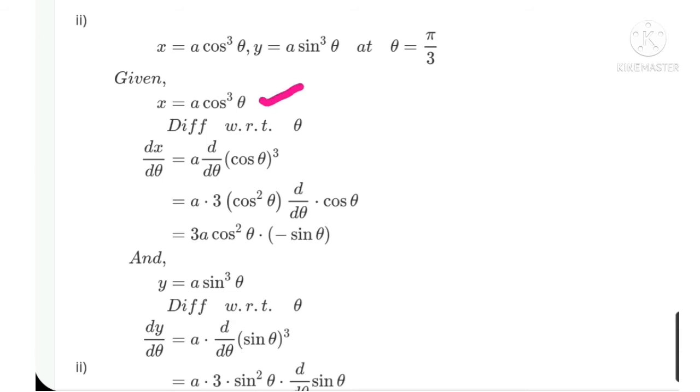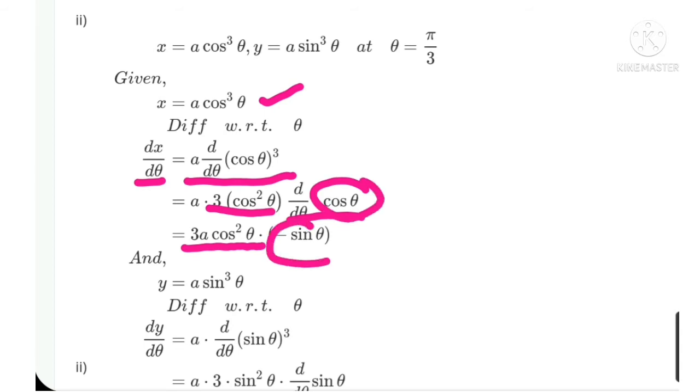Differentiate with respect to theta, we get dx by d theta is equal to a, the constant term as it is, into d by d theta of cos cube theta. So a as it is, the derivative of cos cube theta is 3 cos square theta into again the derivative of cos theta. So this 3a cos square theta as it is, and the derivative of cos x is minus sin x. You know, these are the fundamental derivative formulas.